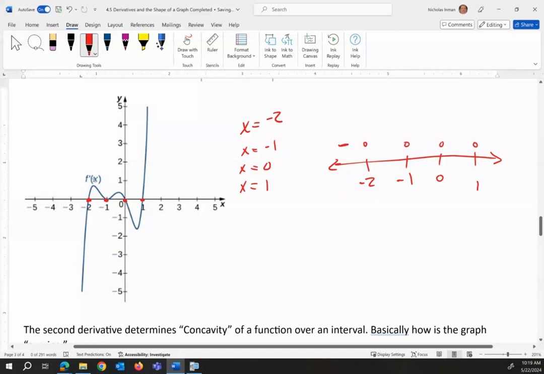In between -2 and -1, our derivative function is in the positives. In between -1 and 0, our derivative function is in the positives. Between 0 and 1, our derivative function is in the negatives. Between 1 and forever, our derivative is in the positives. All right, so it's a little weird when you are given the graph of the derivative, not the graph of the original function, but this is the graph of a derivative.